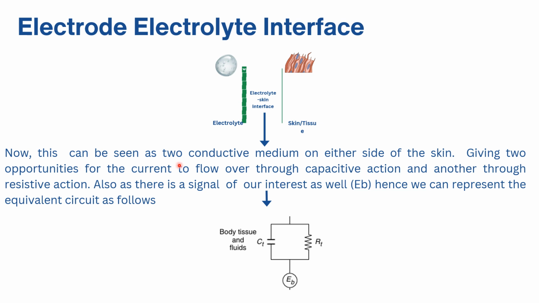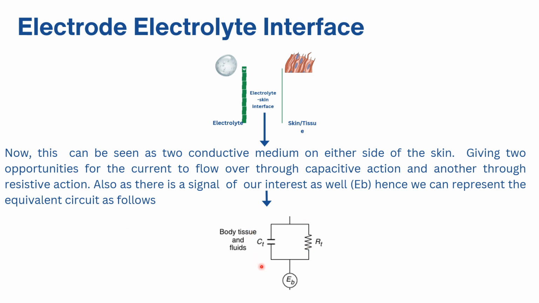Now this can be seen as two conductive mediums on either side of the skin, giving two opportunities, which means the entry of the ions can be two-way. One is through a capacitive action, since we have two mediums separated by a dielectric kind of thing, where skin is the dielectric. That is one option, and another is through resistive action. Directly it can pierce through the skin, right? So there are two options, and both are available simultaneously.